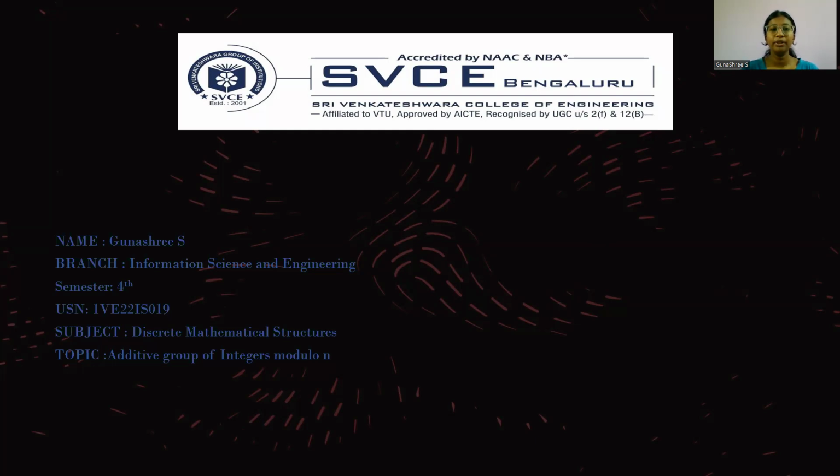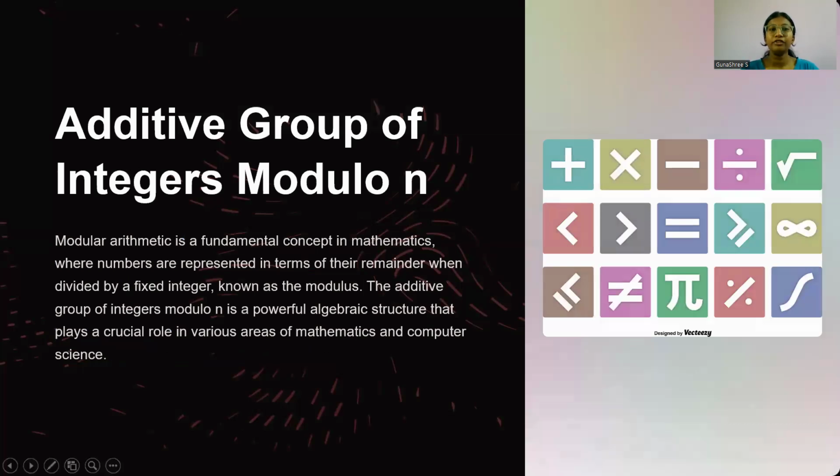Today I'll be taking up the topic additive group of integers modulo n with respect to the subject discrete mathematical structures. So what is the additive group of integers? Modular arithmetic is a fundamental concept in mathematics where numbers are represented in terms of their remainder when divided by a fixed integer, known as the modulus.